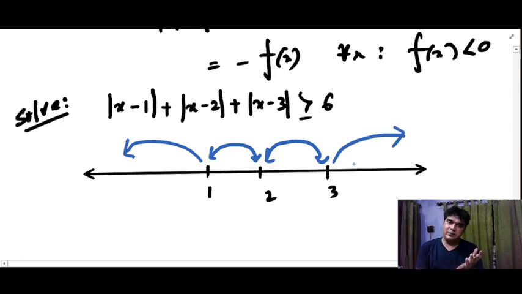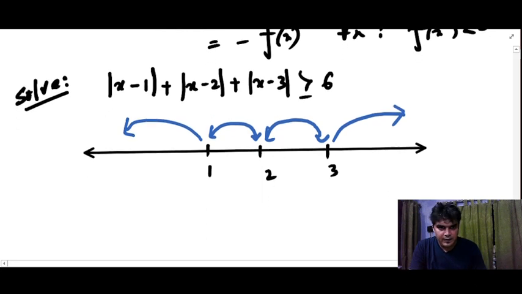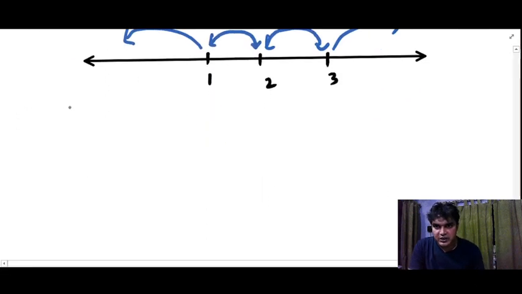So how many intervals are we getting? The value of x can be less than 1, one interval. The value of x can be between 1 and 2, second interval. The value of x can be between 2 and 3, third interval. The value of x can be greater than 3, fourth interval. So we have to consider all these four cases. Okay. So first one, case 1.